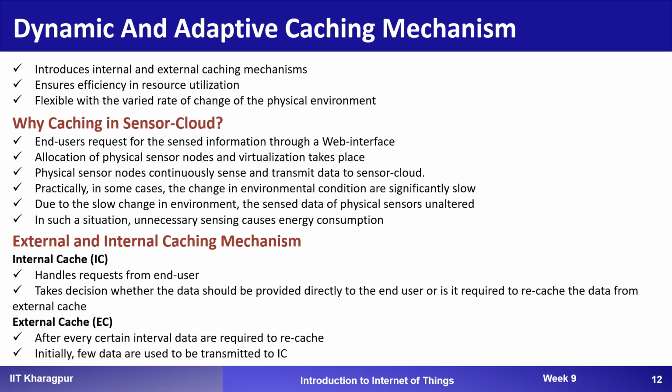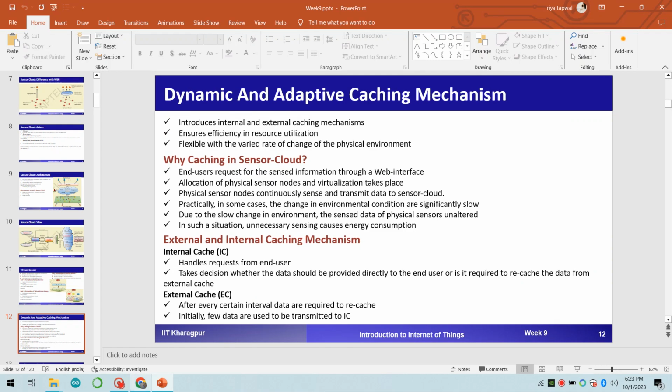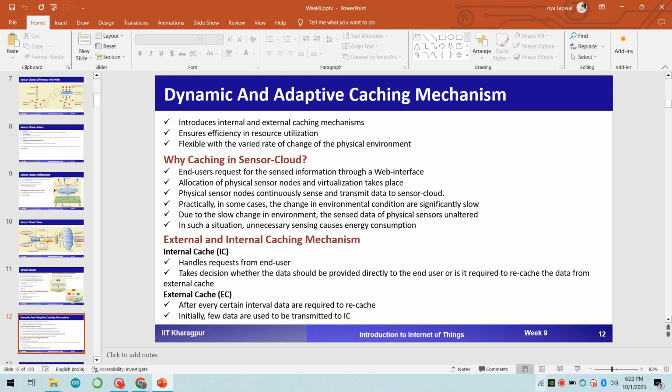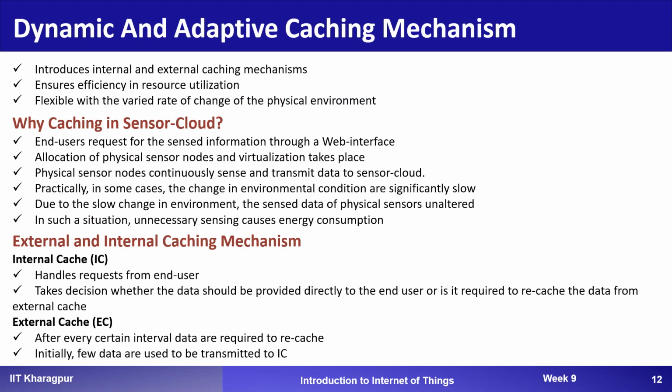So the first reason is the end user requests the sensed information through the web interface. The allocation of physical sensor nodes and virtualization take place as we have discussed in the previous slide. Then physical sensor nodes continuously sense and transmit the data to the sensor cloud. Practically, in some cases, the change in environmental condition is significantly low. So basically, this is the main reason why you need caching in the sensor cloud. That is, the change in the environmental condition in some cases is very low.